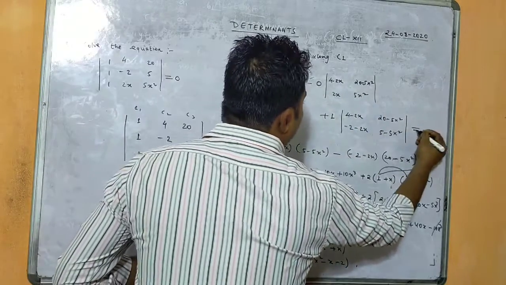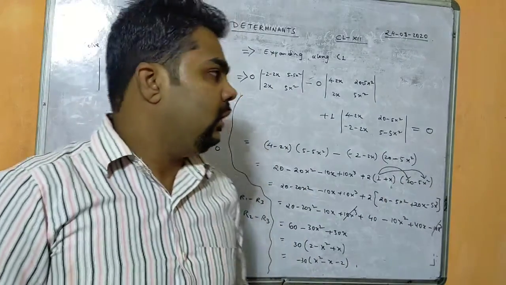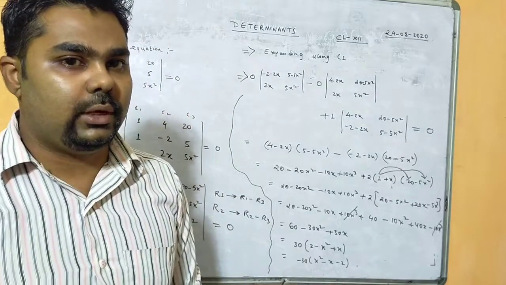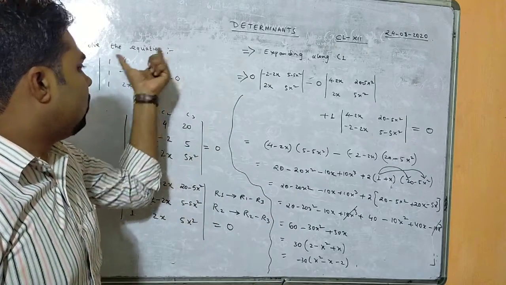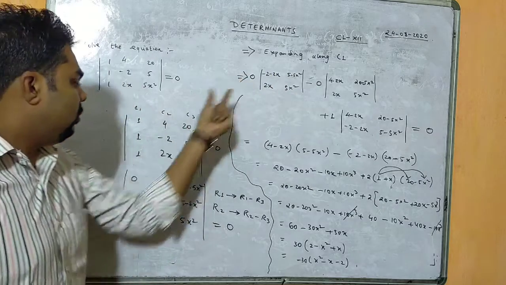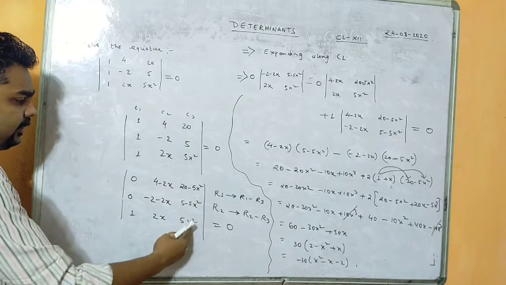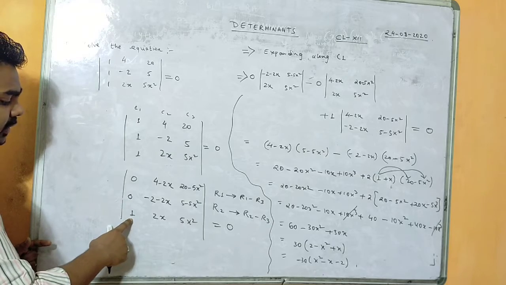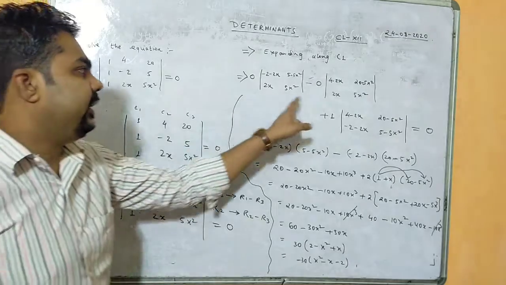When you expand along column 1, you see the right hand side is 0 because this is a solve question, not a proof question. If it is a proof question, then we take LHS and solve it, and after solving we prove LHS equals RHS. But as it is a solve question, we expand along column 1. Hiding the corresponding column and row we get the elements for each position. We are writing here the minors.